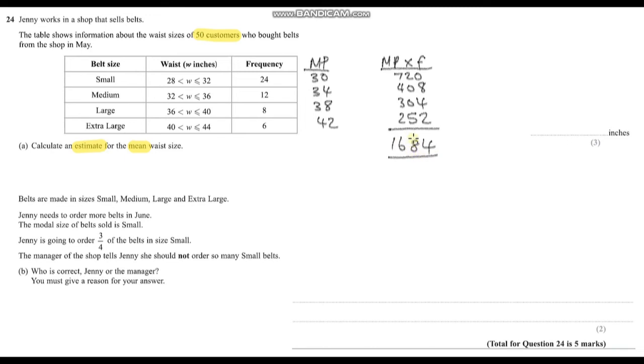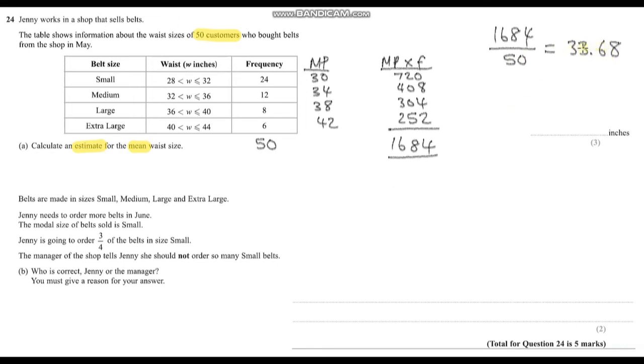So to work out the mean, we just need to divide this by the number of people we've got. Now I could count up the frequencies, but I can see in the question that it tells us there are 50 customers. So if we add these frequencies up, we should get 50. Let's just verify that. 24 plus 6 is 30, 12 plus 8 is 20, and 30 plus 20 is 50. So we do get 50. So we're going to do 1,684 divided by 50, and we get 33.68.